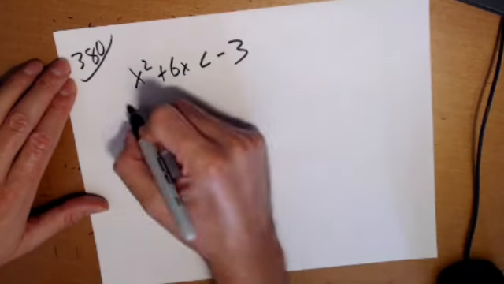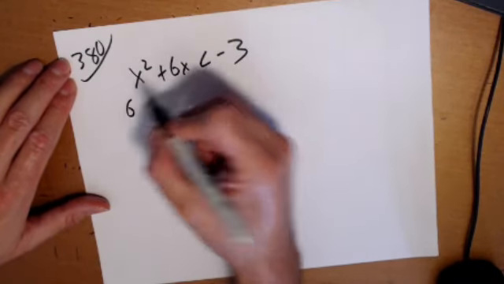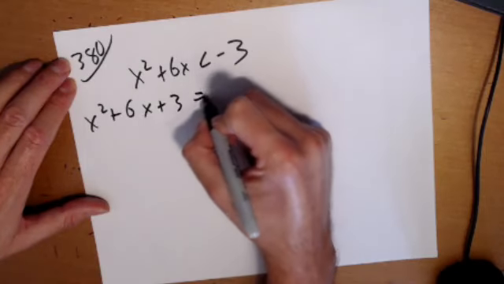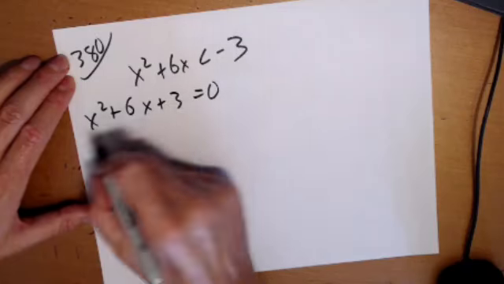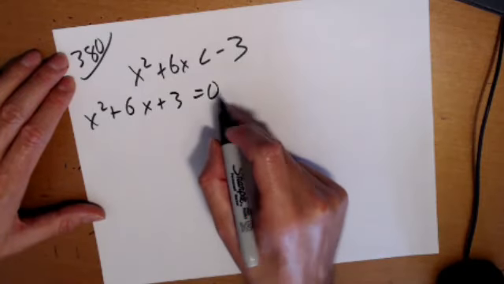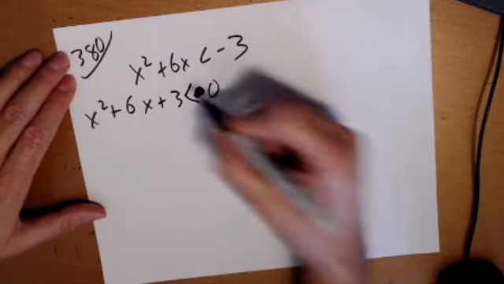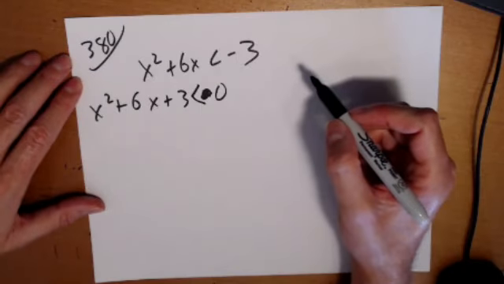So we need to have it be equal to 0 on that side. X squared plus 6x plus 3 equals 0. Ugh, this thing doesn't factor. So, whoops. I meant less than or equal to. Getting sloppy, folks. Sorry about that.